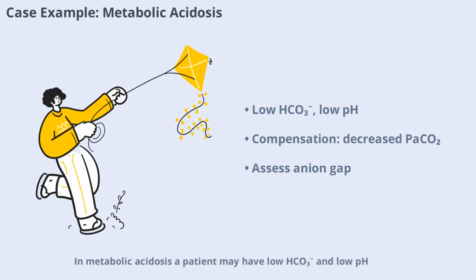In metabolic acidosis, a patient may have low HCO3 and low pH. Compensation involves decreased PaCO2 through increased ventilation. Causes include diabetic ketoacidosis, lactic acidosis, or renal failure. Assess the anion gap to distinguish between elevated and normal gap acidosis and identify mixed disorders if present.